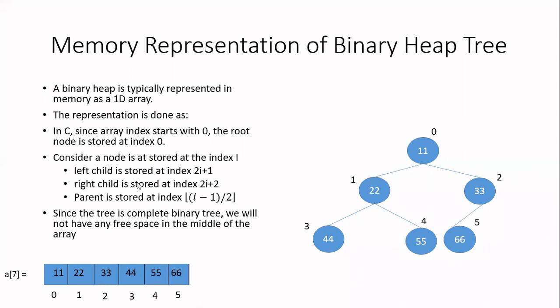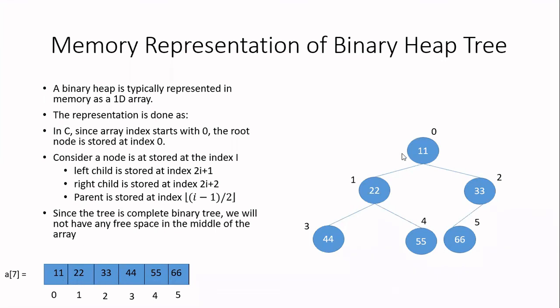And sometimes you may need to find the parent of that particular node also. So if a node is at index i, its parent will be available at index floor of (i minus 1) by 2. These are the basic things we have seen in the array representation of a normal binary tree. The same is applicable for the heap also. And since in case of max heap or min heap your tree must be a complete binary tree, which is the first condition we have seen, we will not have any free space in the middle of the array. Whenever you see a complete binary tree, all the nodes will be sequentially stored.